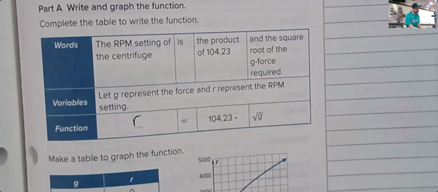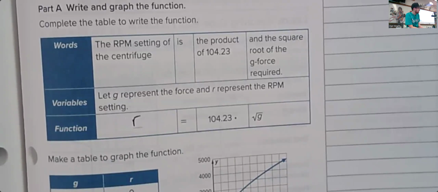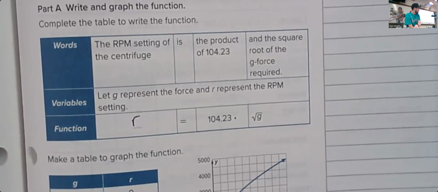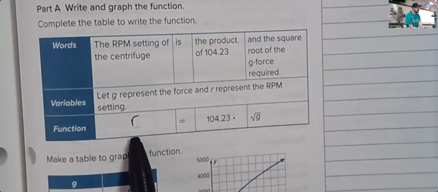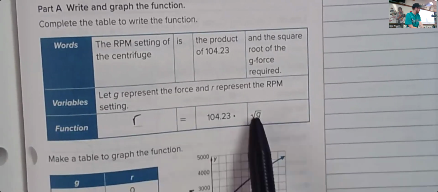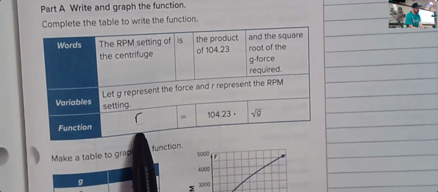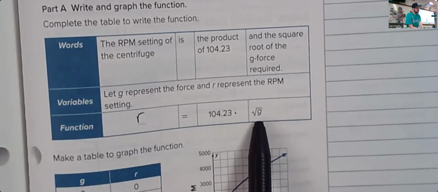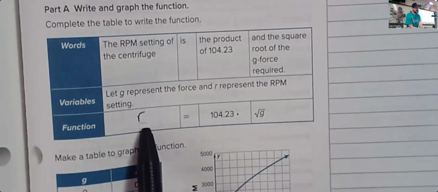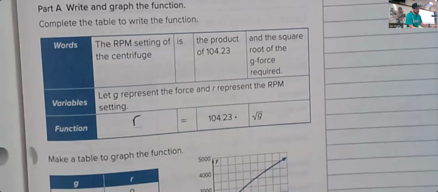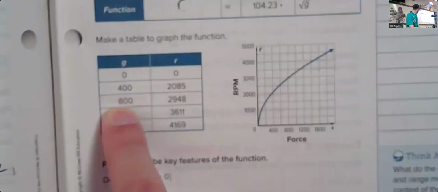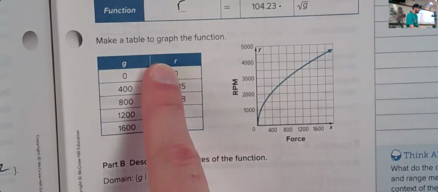Basically we're trying to figure out what the RPM needs to be for that machine in order to achieve a particular G-force. If we know what the G-force is, that will tell us what the RPM setting on the machine needs to be. So this one is going to determine that one. We're looking at an independent variable of G and a dependent variable of R. The gravitational force will determine the RPM. The RPM is dependent on the G-forces. So our X values correlate to G and the Y values correlate to R.